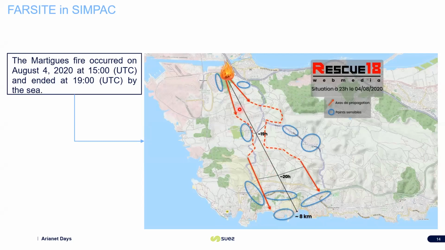And here is the sketch given by the firefighters: the red arrows show the propagation of the fire, and in blue, the sensitive areas and the places where the firefighters actually worked to prevent or limit the propagation of the fire.